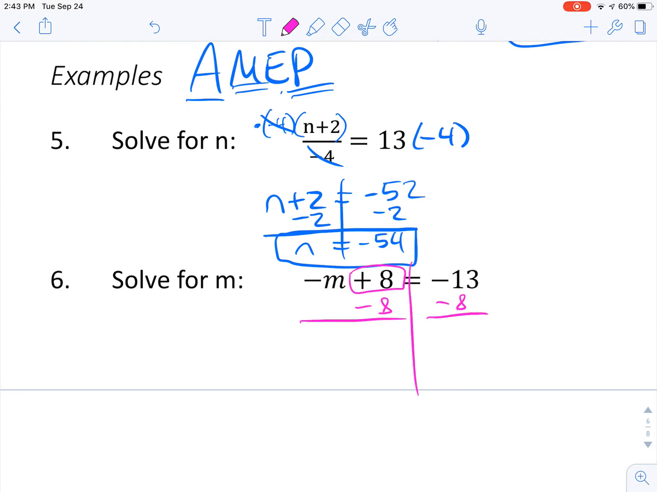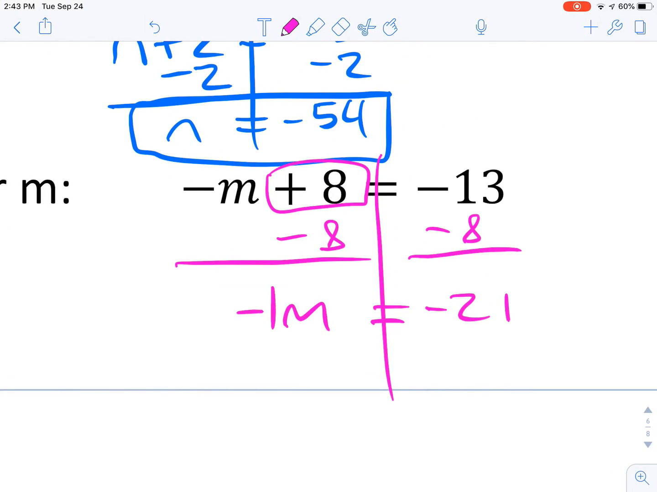So I subtract 8 here, and I have negative m equals negative 21. This guy gets lost a lot. People forget about it. So make sure that that negative sign's there. Now the thing that we're not seeing in this problem is a little 1. It doesn't need to be written, but it's important to know it's there.